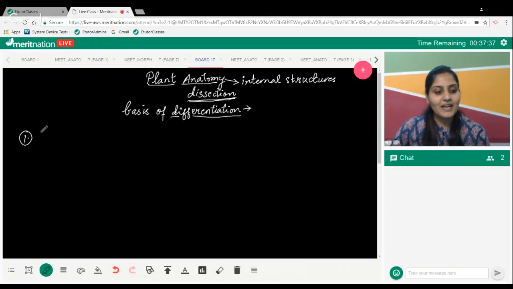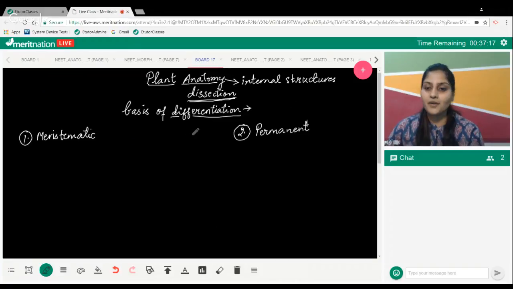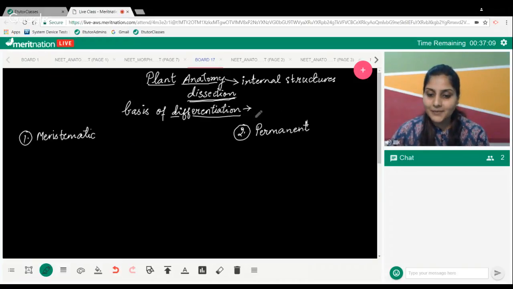Okay, so we have some meristematic tissues. We call them meristematic tissues, and then permanent, in the sense that permanent tissues lose their power of division, and they become fixed for a particular function. Meristematic tissues continue to divide, and they continue to add into the mass of the plant body. This is the idea behind classifying the tissues of plants into meristematic and permanent.